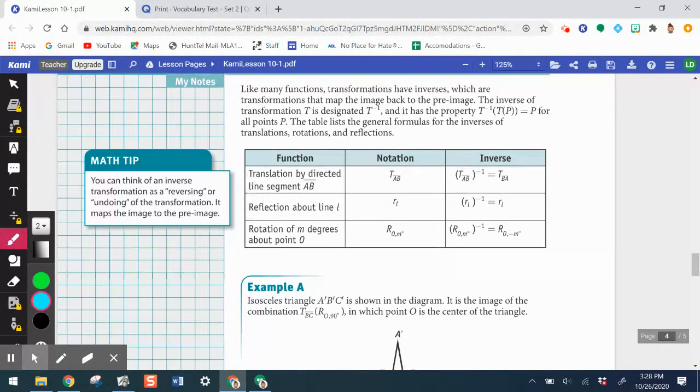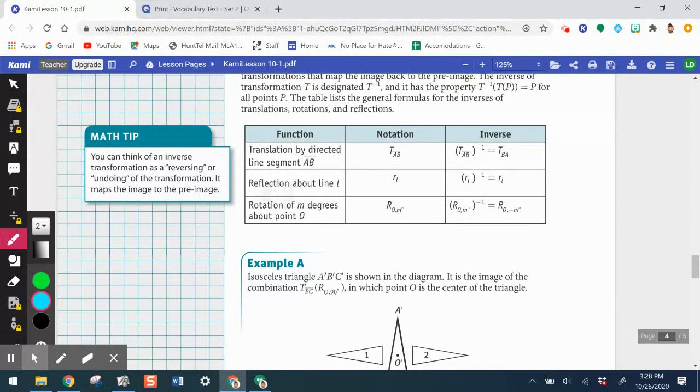Now, we got real specific with our notation, specifically with translation, reflection, and rotation. And so when we talk about going in reverse order or undoing the transformation, the notation obviously changes just a little bit. So, for example, and these are just example functions, if we were saying translate by directed line segment AB, this is what the original notation would look like. But recall directed line segment AB, that means whatever AB is, that length, that's how far we're moving, and in that direction from A to B.